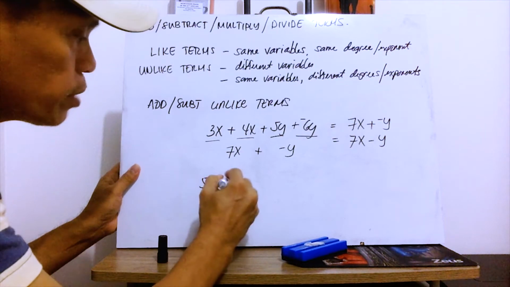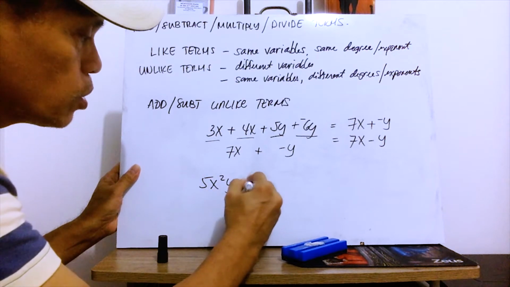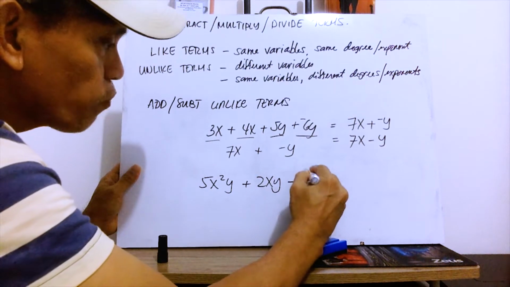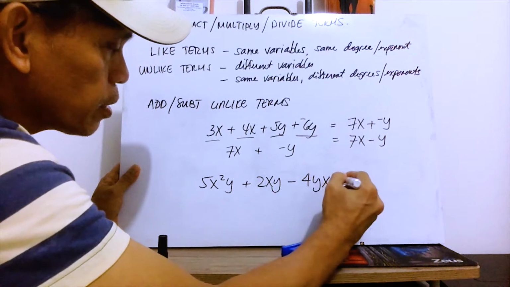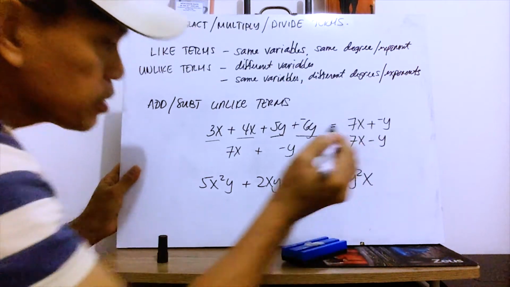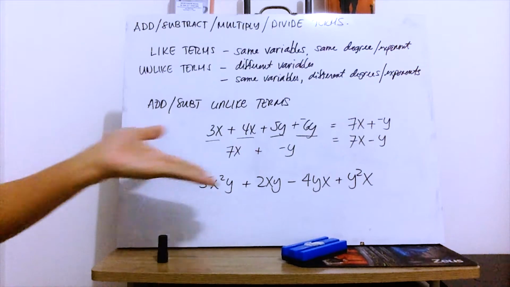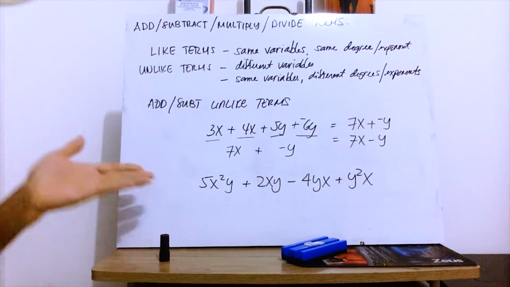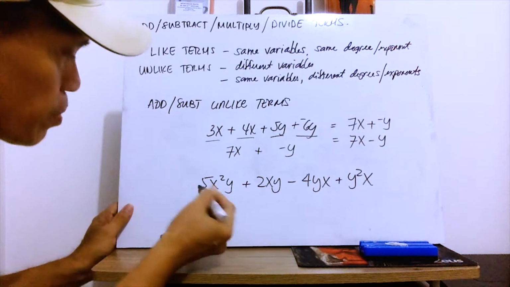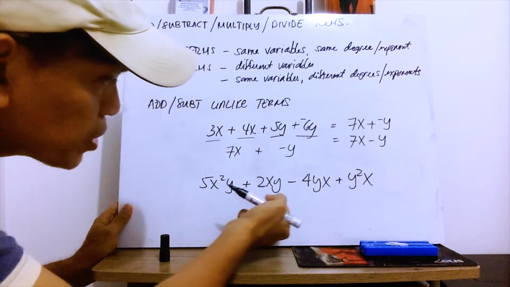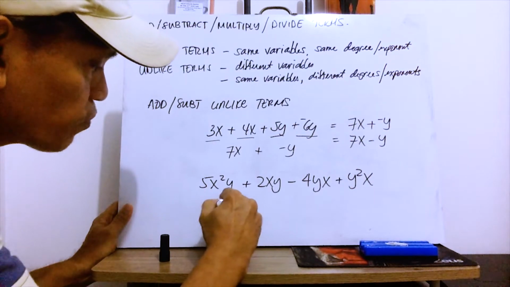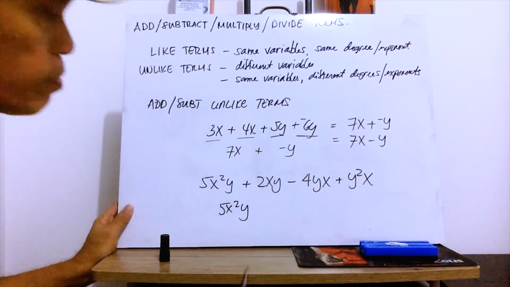5x squared y plus 2xy minus 4yx plus y squared x. Okay, so it's a combination of like and unlike terms. How do we go about adding or subtracting them? Let's look. x squared y, do we have a similar term? Nope. So let's just copy it. So that's 5x squared y.